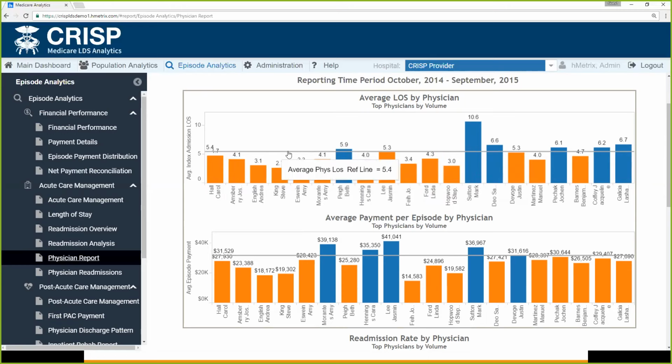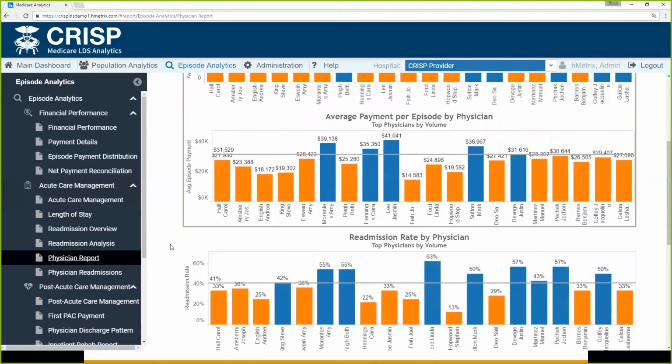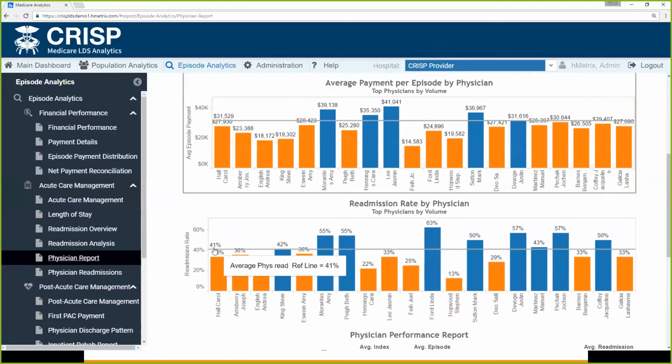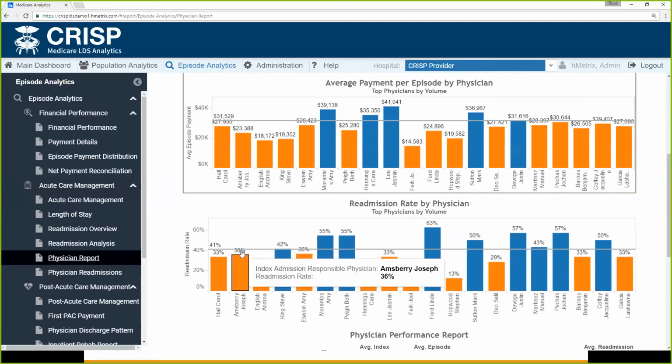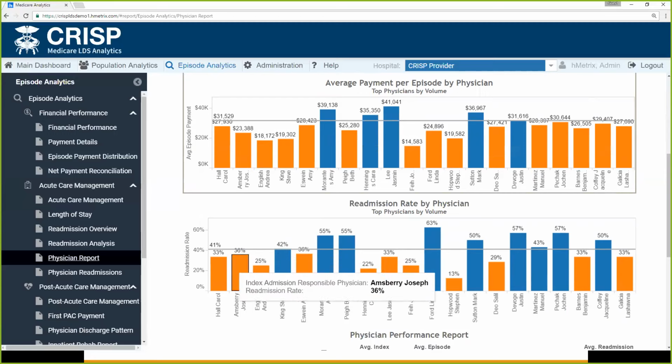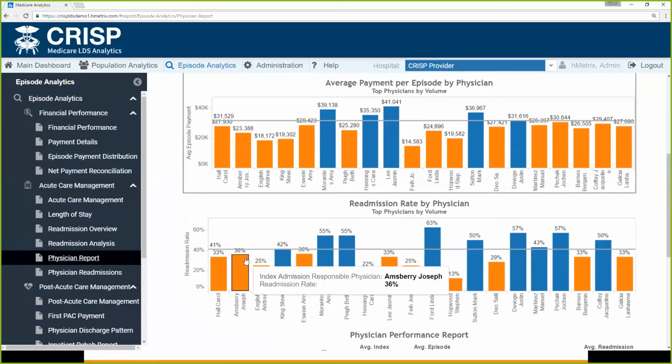That average could very well be very high. For instance, in readmissions, as we pointed out before, this hospital had a 41% readmission rate, which is pretty high. So even for the ones that are below, for instance, this physician here is at 36%, the tool is not saying that that's good, so we color-code it orange. It's just saying it's below the hospital average.